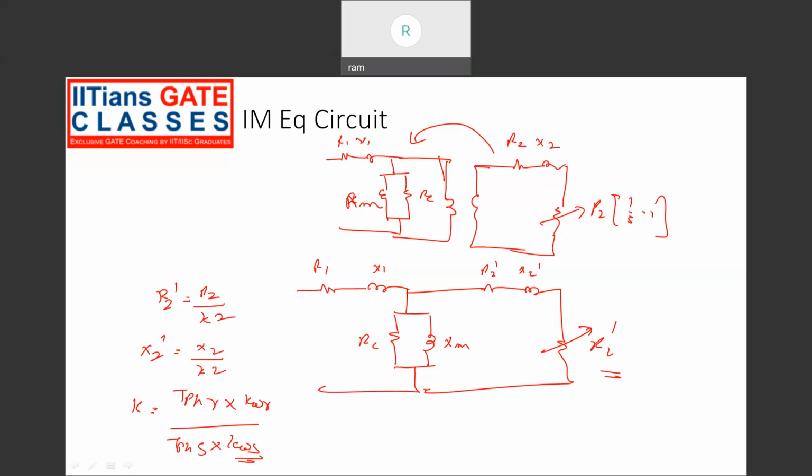We can further approximate this circuit by transferring the shunt branch parameters before R1 and X1, the primary winding resistance and reactance. Then we get a circuit that looks like RC, XM, and then a net resistance R and reactance X. Then we have the variable load resistor RL dash. Here RC and XM are the core loss resistance and the magnetizing reactance. So RL dash is the stator referred electrical equivalent of the mechanical load.